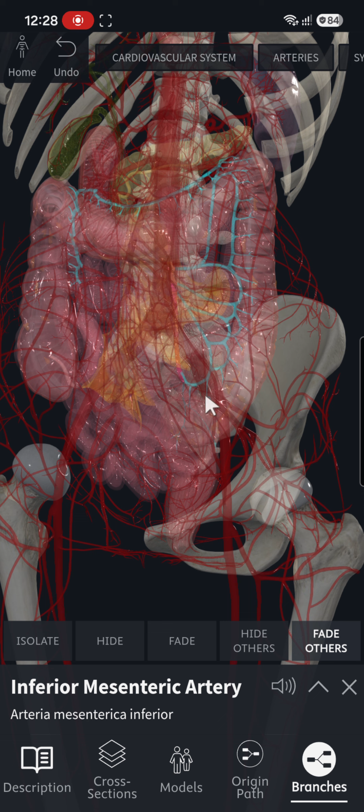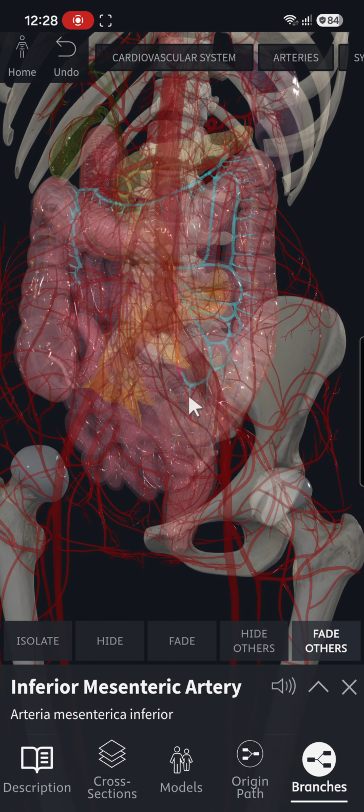The sigmoid branch will supply the sigmoid colon, and then we have a terminal branch right here. This terminal branch is called the superior rectal artery. So the terminal branch of the superior mesenteric artery was the ileocolic artery. The terminal branch of the inferior mesenteric artery is the superior rectal artery. So we have left colic, and then we have sigmoid, and then we have superior rectal artery, okay?